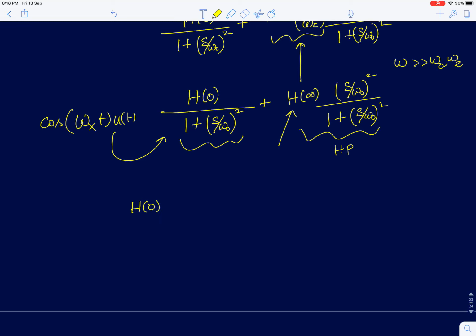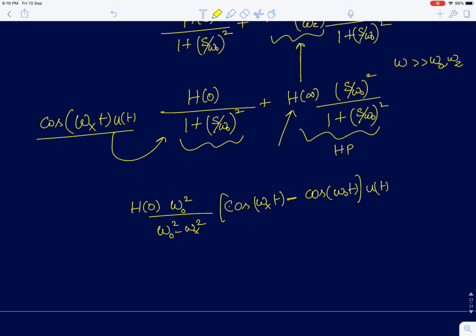So I'm going to directly write that. If I'm going to feed a sinusoid of frequency omega x, we are going to get omega naught square by omega naught square minus omega x square. I have already derived this in the previous problems. So you would get both the sinusoid of input frequency, and you'll also have a sinusoid at the resonant frequency for the first term. The second term we said can again be split as a constant and a low pass term. So I'm going to directly write that as h infinity cos omega x t into u of t.